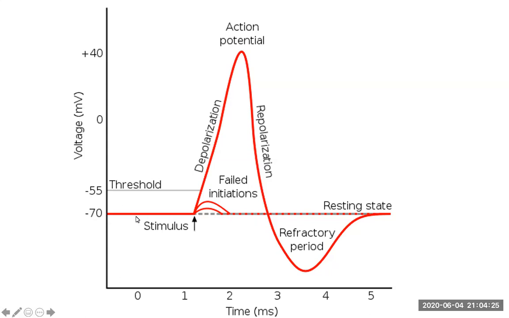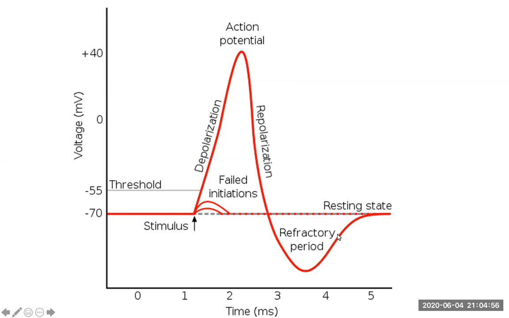So once a stimulus has been applied to an axon at resting membrane potential, these are showing failed initiations, but once we get a stimulus that reaches the inside of the axon to threshold, so again, enough sodium ions have entered, we get our action potential peak, then the potassium channels will open and potassium rushes out of the cell, so we get a repolarization. And then this refractory period is caused when those potassium channels remain open a little bit longer than they should.